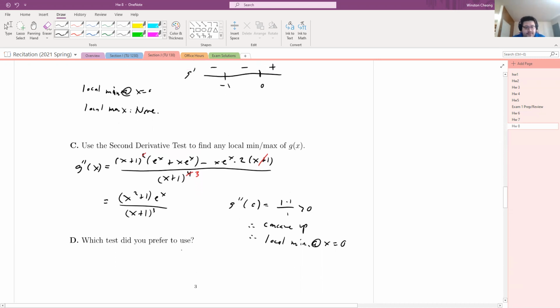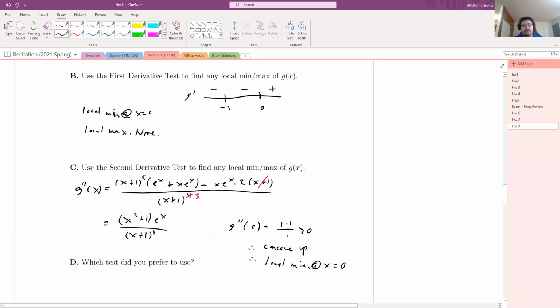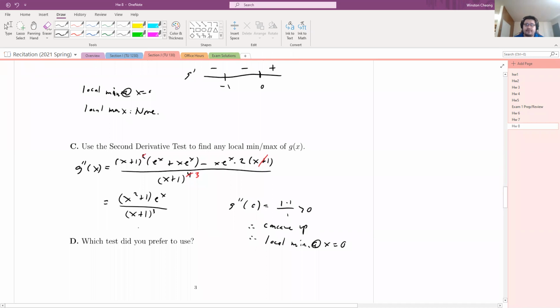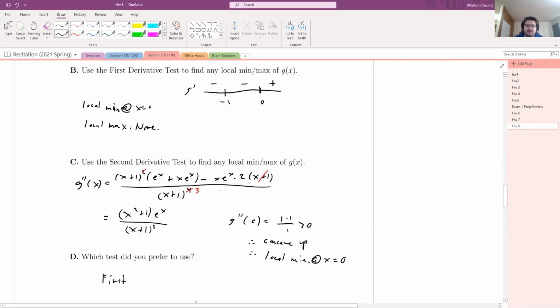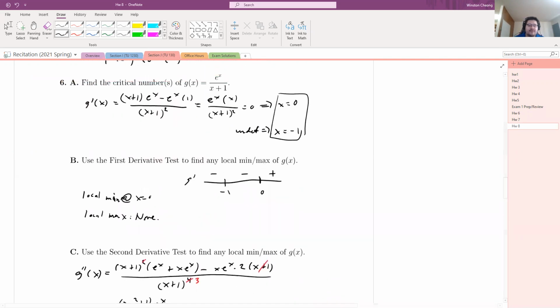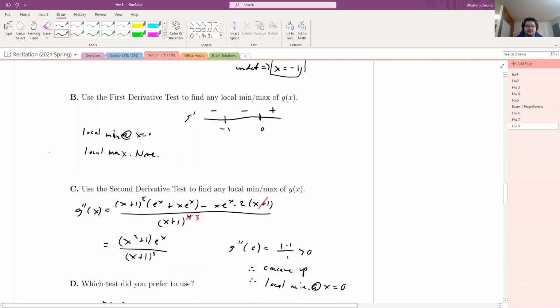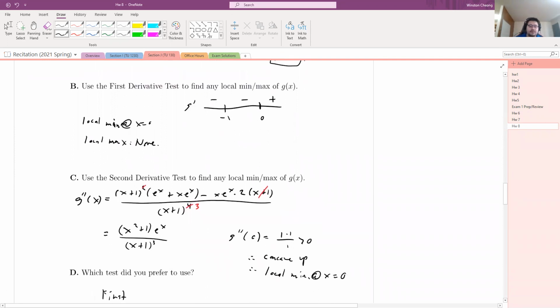So, and lastly, D, right? Which test do we prefer? So I think that the consensus should be that the first one is the better one to use in this case. It's just easier to not have to take that second derivative and plug into it, right? For the first one, yeah, I had to take one derivative, but then I could just from there calculate it, as opposed to taking 2 derivatives, the second one being a little bit more nasty.